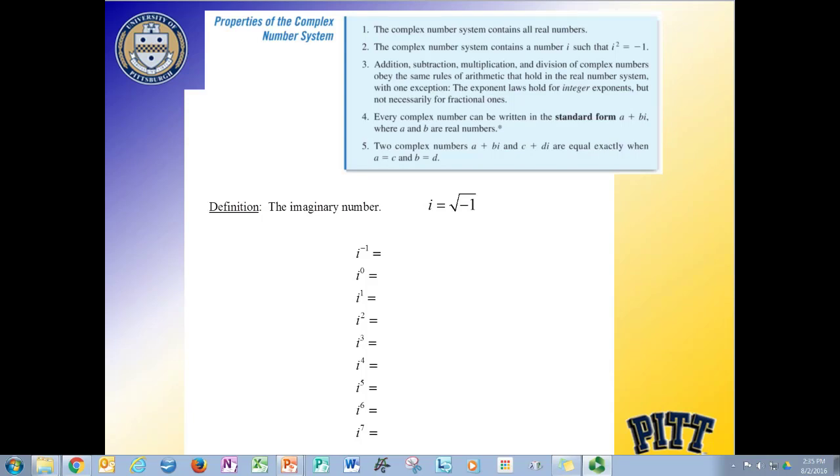Addition, subtraction, multiplication, and division of complex numbers obey the same rules of arithmetic that hold in the real number system, with one exception. The exponent law holds for integer exponents, but not necessarily for fractional ones. And that's kind of not stated very clearly, because how we perform the addition, subtraction, multiplication, and division of complex numbers in some ways mirrors some of what we do with real numbers, and in other ways they don't. There are some really key differences.